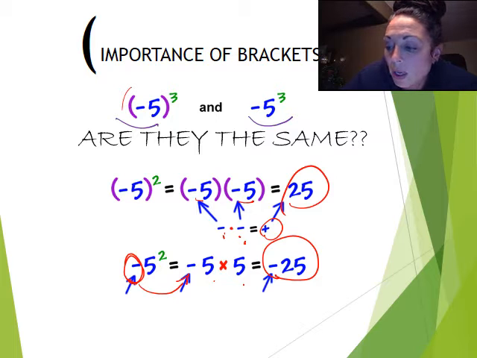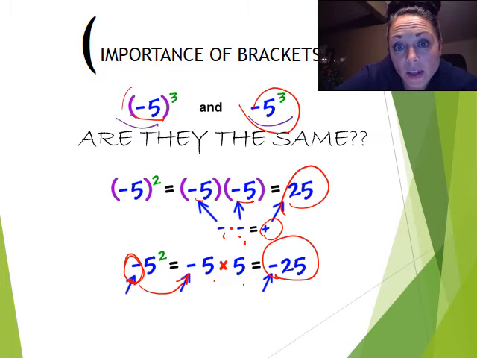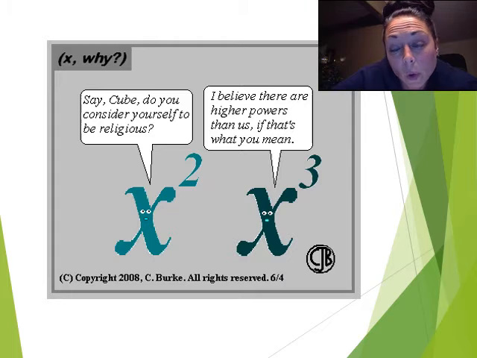So if we look that up here, if we go negative 5 times a negative 5 times a negative 5, that will give us an answer of negative 125. And this one here will give us an answer of negative 125 as well, but we need to understand how we got that answer. So that's the importance of the bracket.